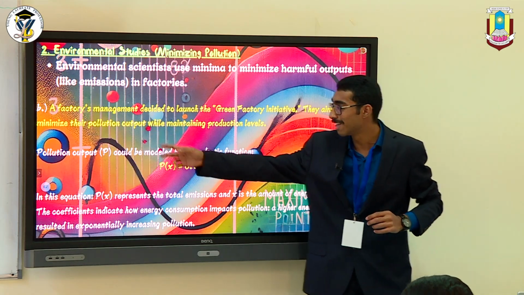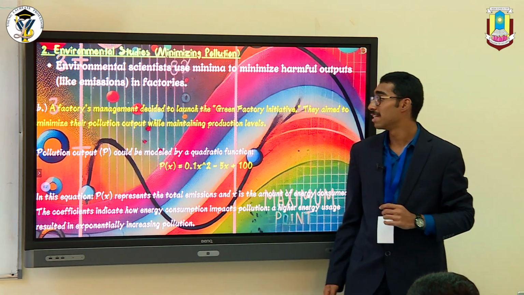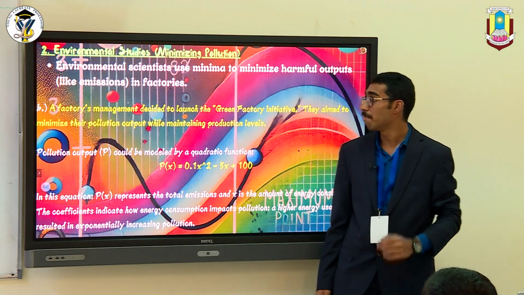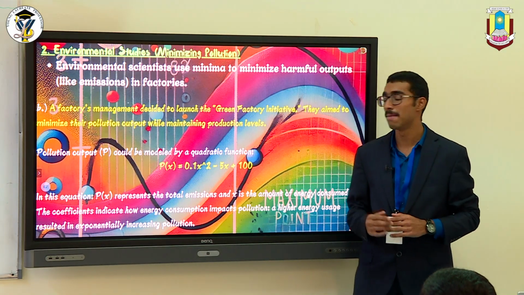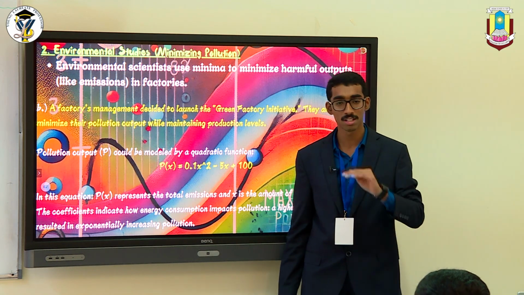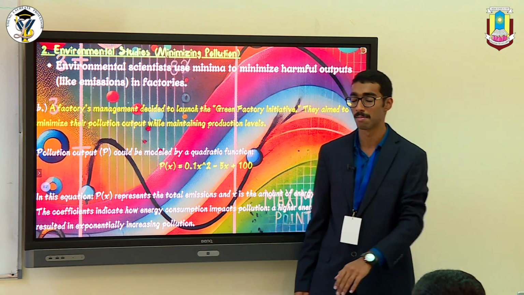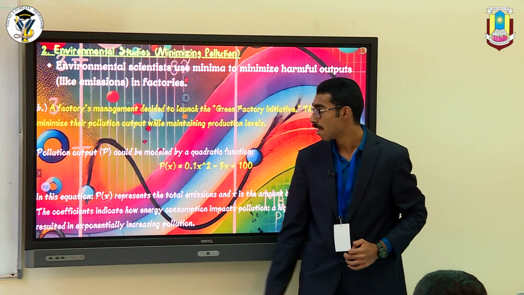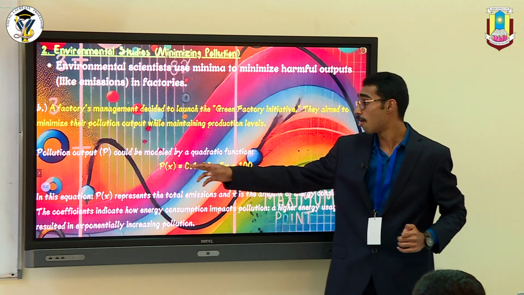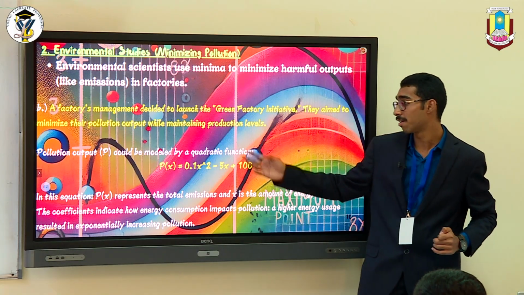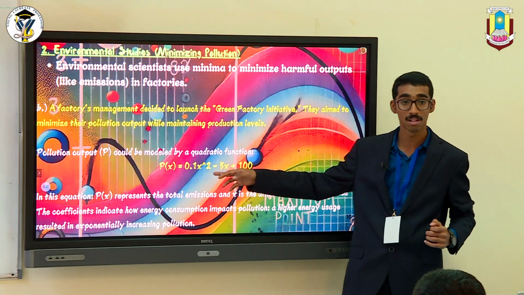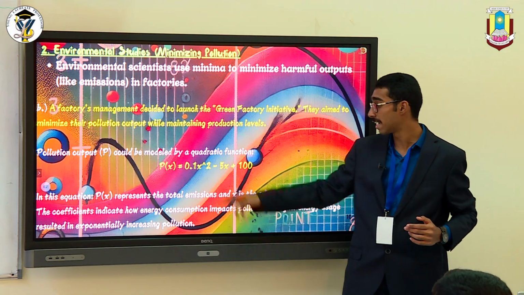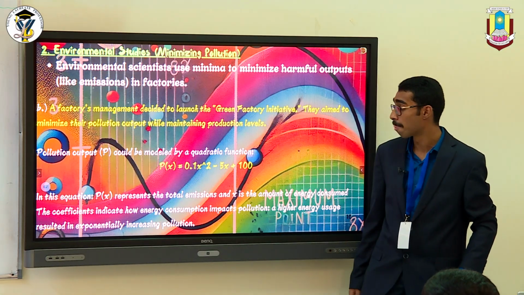So, a story again. A factory's management decided to launch a green factory initiative. They aim to minimize the pollution output while maintaining production levels. Production is constant, but pollution is minimized. We need to find minima here. As you can see, it's a hint. Now, the pollution output could be modeled by a quadratic function. We get a function here for p of x. This is the pollution factor: 0.1x square minus 5x plus 100.